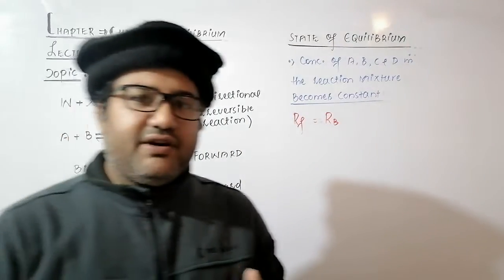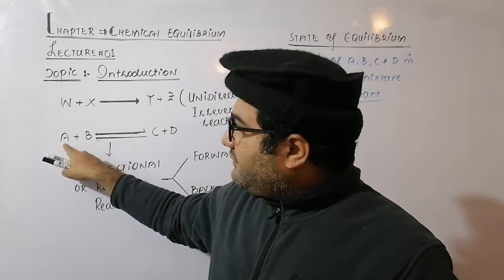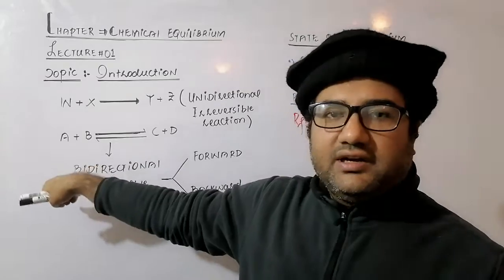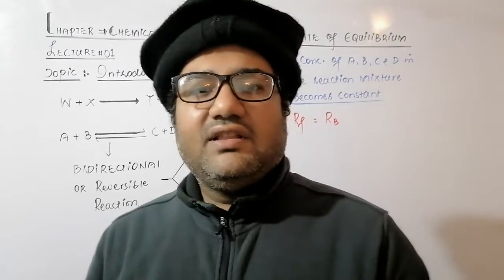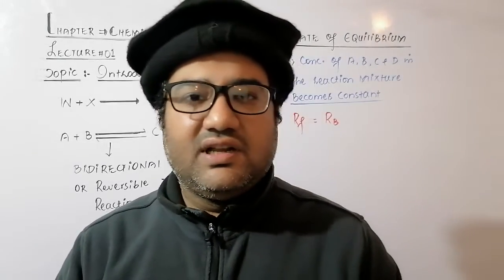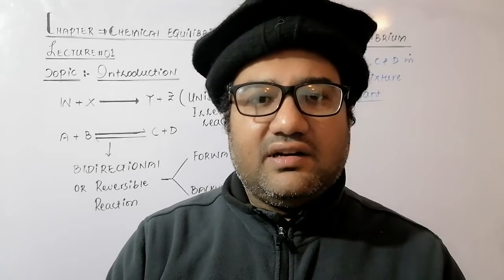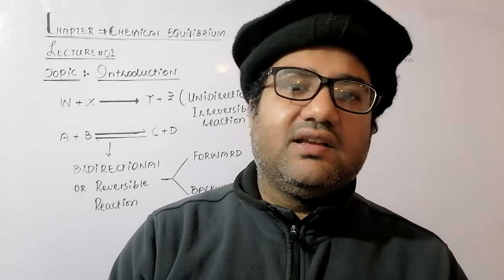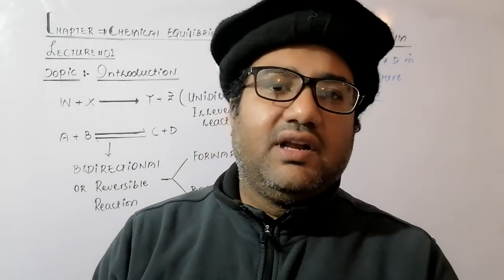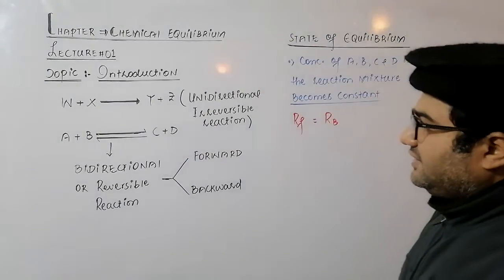When the speed of the forward reaction becomes equal to the speed of the backward reaction, it means that the rate of conversion of A and B into C and D and the rate of conversion of C and D again into A and B become equal. And when this conversion becomes equal, then the concentration of the reaction mixture becomes constant. There will be no visible change in the reaction mixture. If any substance is colored and the reaction mixture is colored, then the color becomes constant. It will neither fade nor become darker.